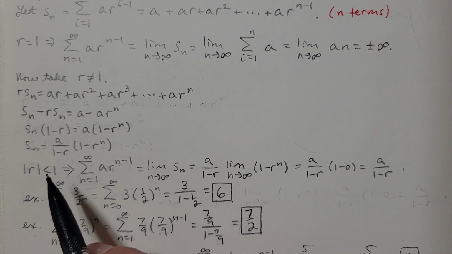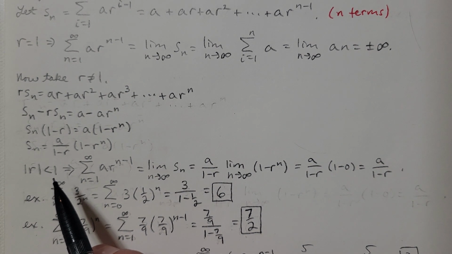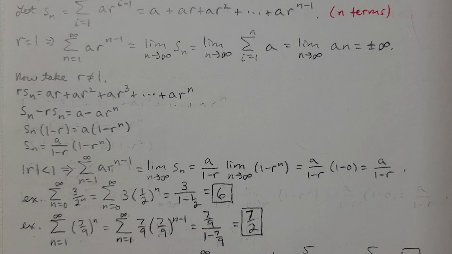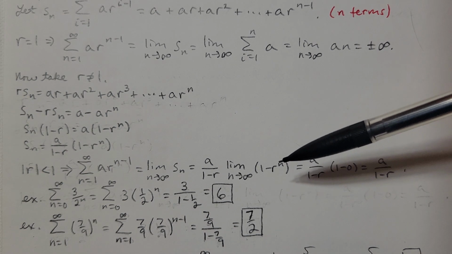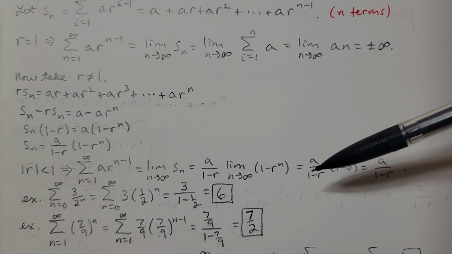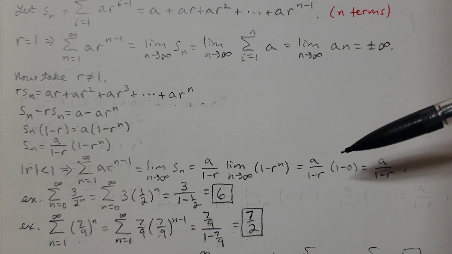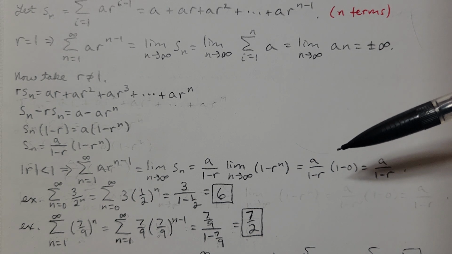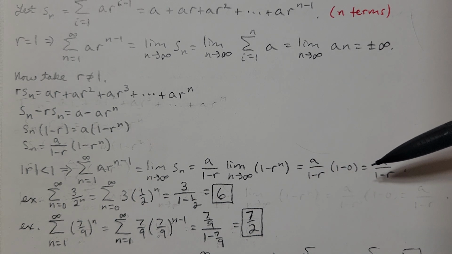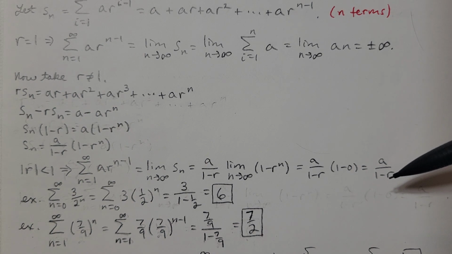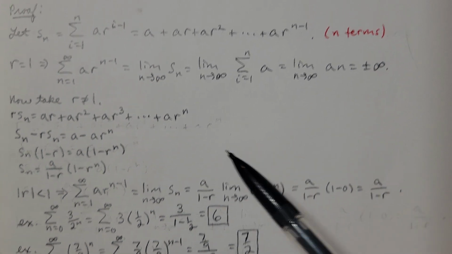Now, the absolute value of r is less than 1. Okay? So if r is like 1/2, let's say, 1/2 to the n power, that'd be the same as 1 divided by 2 to the n, which is 0. And you got 1 minus 0, that's 1. So a divided by 1 minus r, that's going to be the answer, which is the value of this series here.